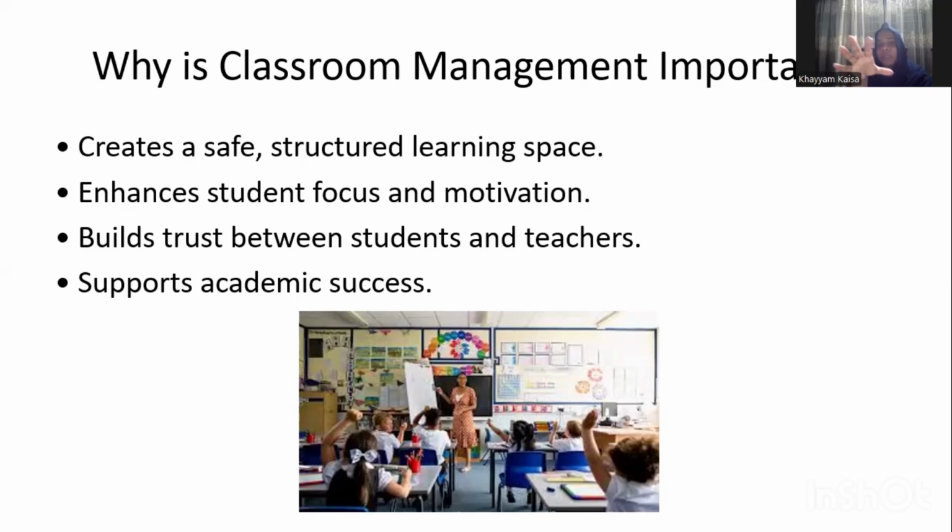So without proper management of the classroom, even the best lesson plans can fail due to chaos or distraction in the classroom. Therefore, classroom management is essential for maintaining order, boosting academic performance, and creating a supportive atmosphere where all the students feel respected, safe, and ready to learn.